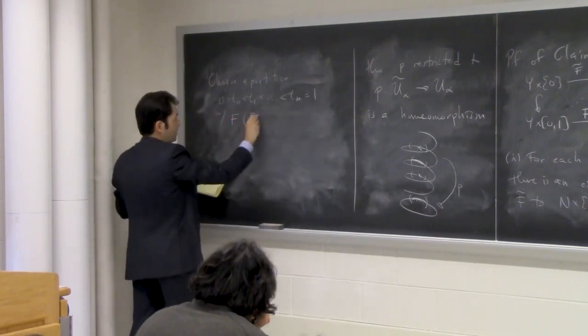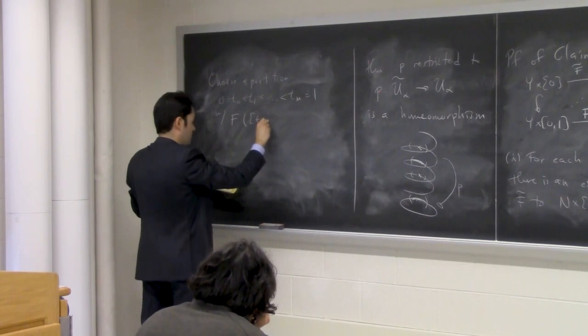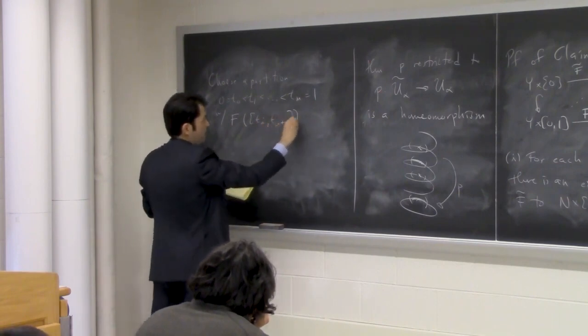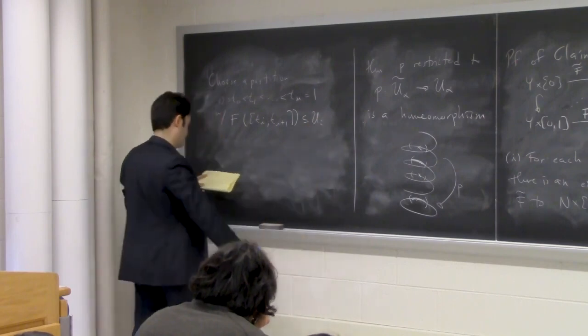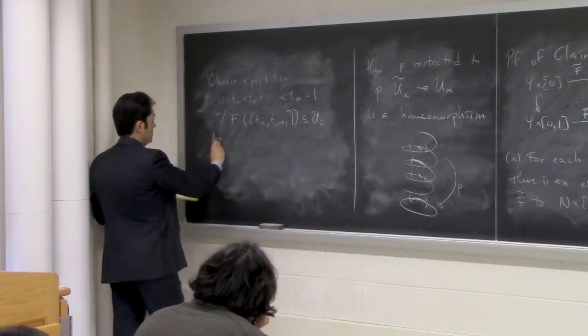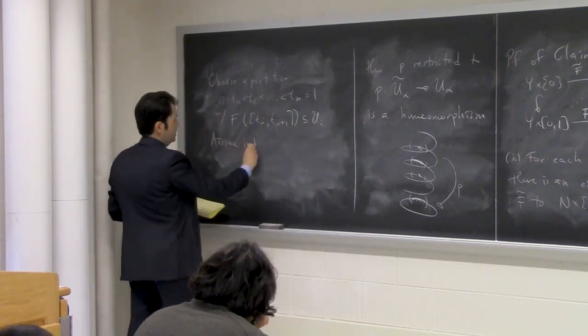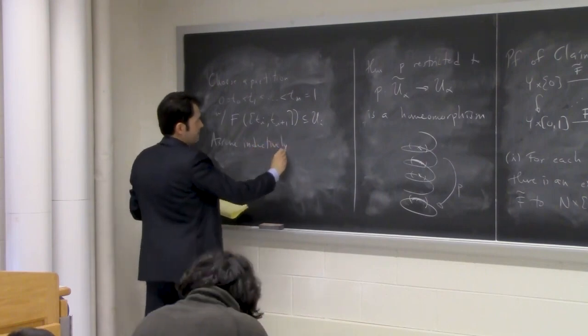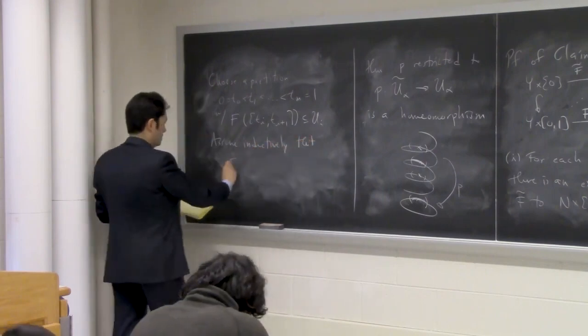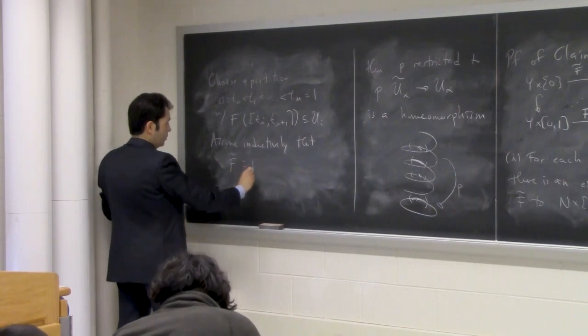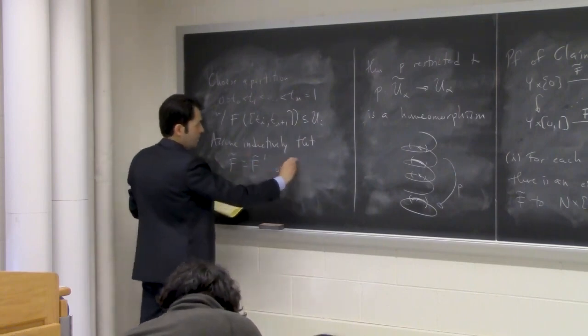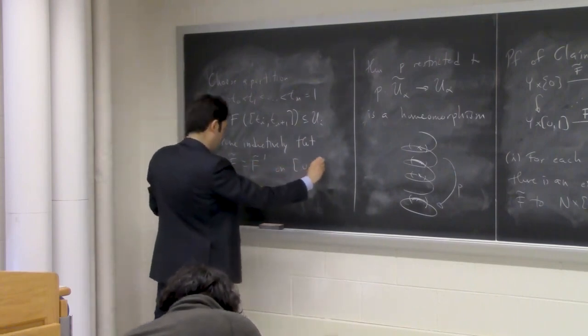With F mapping each Ti plus 1 into Ui. Assume inductively that F tilde coincides with F tilde prime on 0 to Ti.